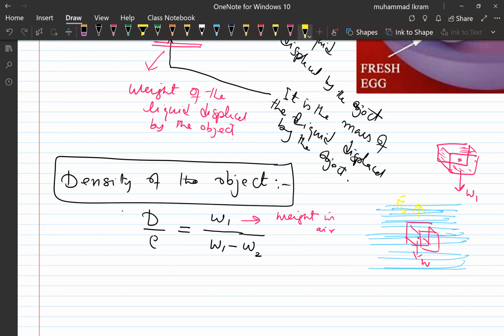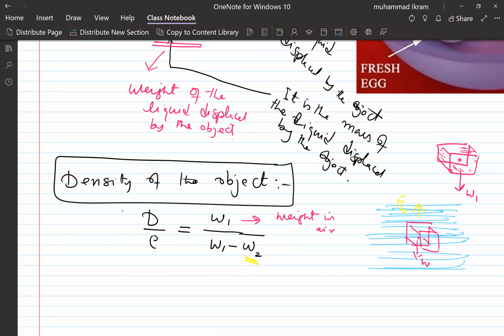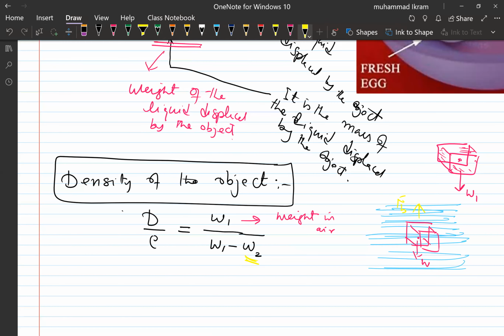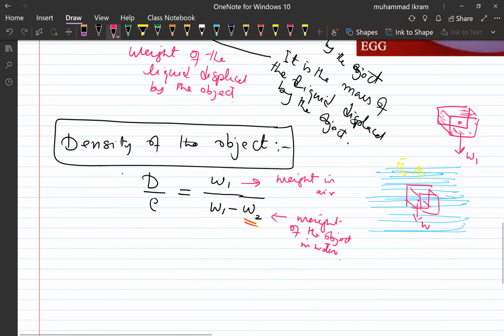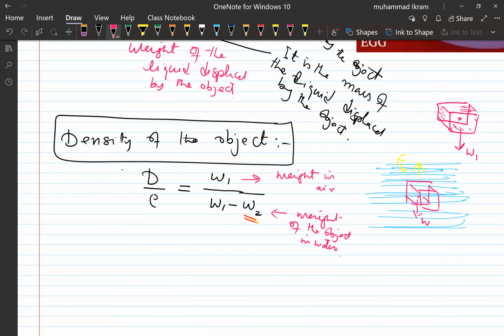So this is actually W2. This W2 is the weight of the object in water, right? And the difference, W1 minus W2, is in fact what? So this will be in fact the upthrust.